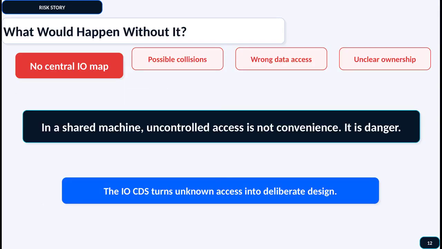Without a central IO map, the environment would become risky very quickly. Imagine a city where every driver chooses any lane, ignores traffic lights, and parks anywhere. The problem is not that people are trying to cause damage. The problem is that there is no shared structure to prevent mistakes. In a large Z environment, uncontrolled I/O access could lead to collisions, accidental data exposure, and unclear ownership of resources. The IOCDS turns that dangerous uncertainty into deliberate design.